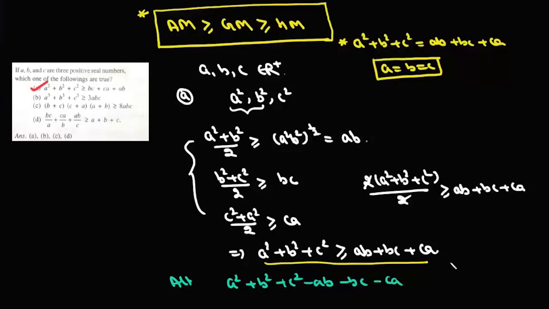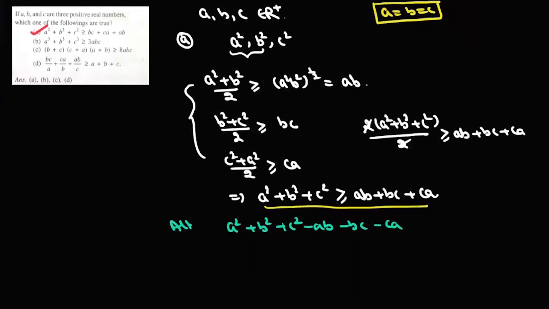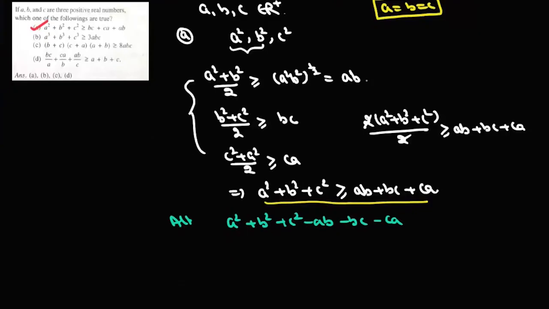Now what we'll do is, we'll multiply and divide everything with 2. So we can write this as 1 by 2 and it'll be 2A square plus 2B square plus 2C square minus 2AB minus 2BC minus 2CA.